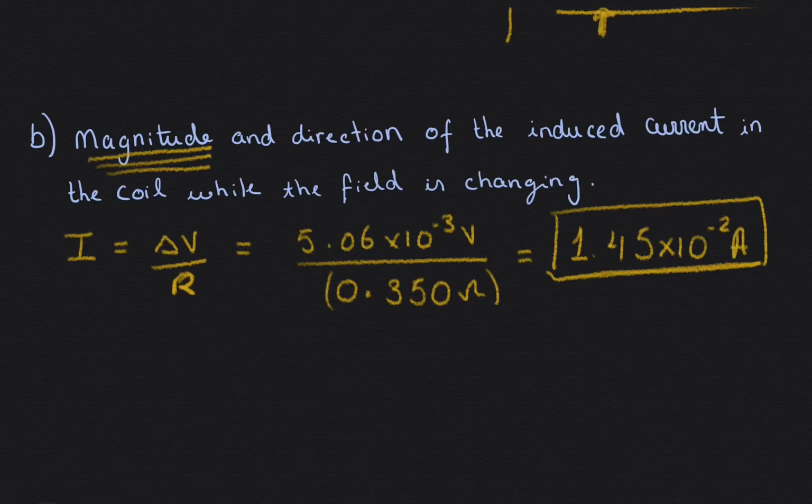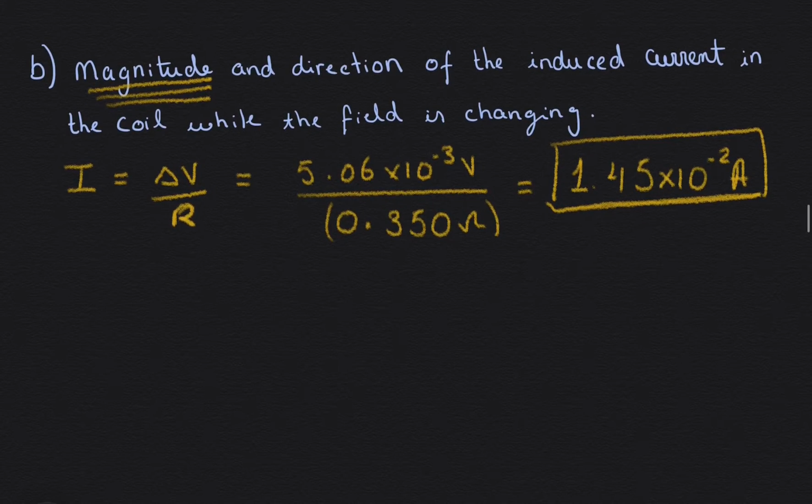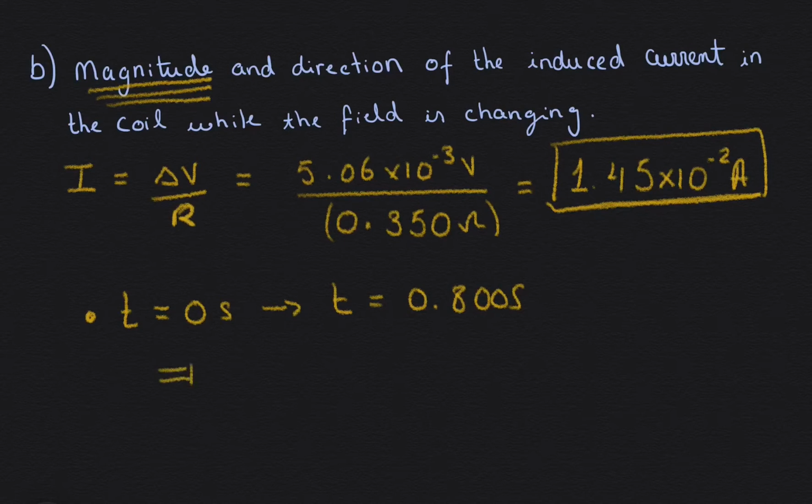Okay. So to solve for the direction, the induced direction, let me just write a few bullet points and I'll scroll up. So we start the problem at t equal to 0 seconds, and then we have another data point, which is t equal to 0.8 seconds. And the magnetic field increases in the same direction as the normal of the plane. So this gives us that the flux is positive and increases.